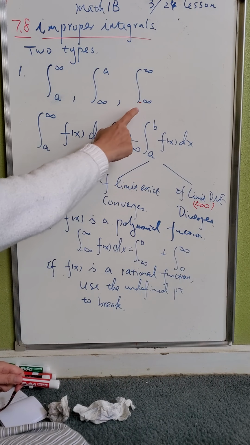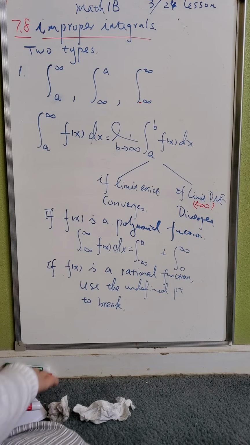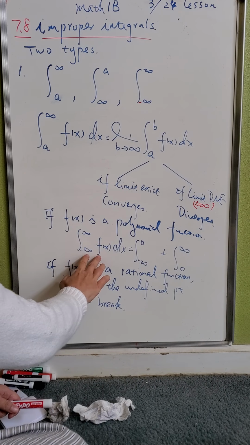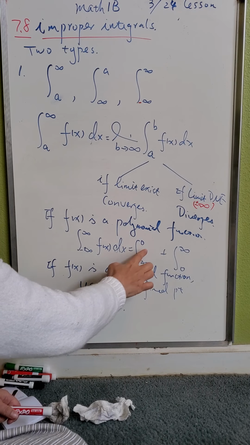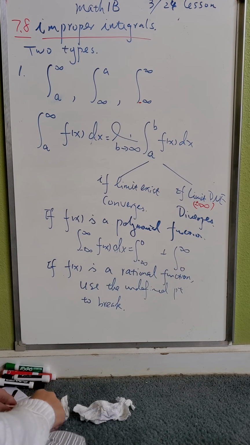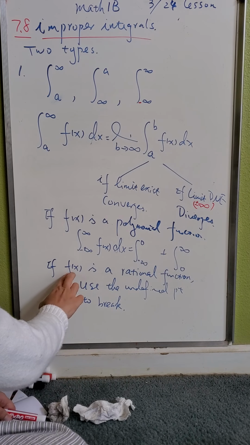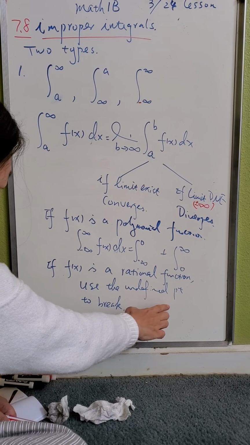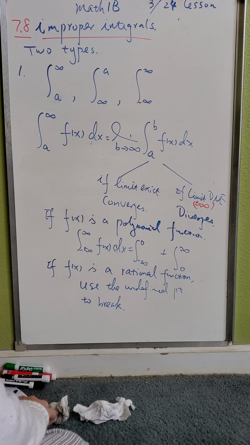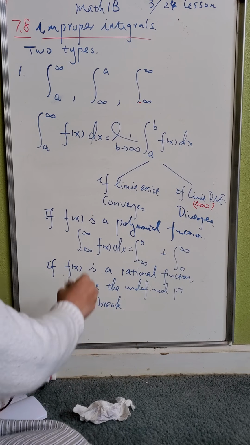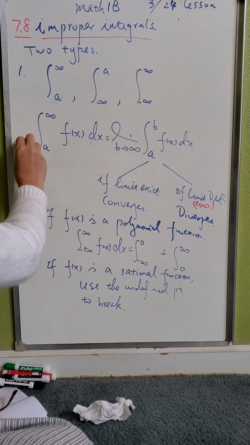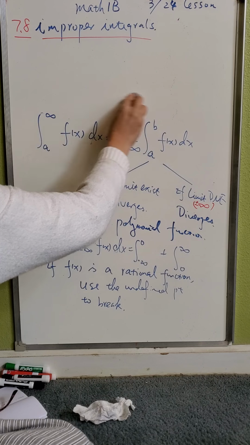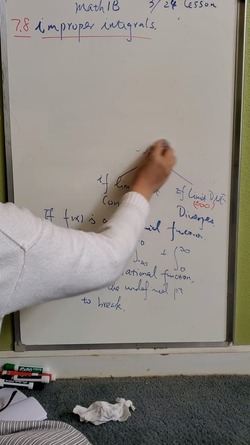Now, for this type, if the function f of x is a polynomial function, then you're going to break this integral into negative infinity to 0 plus 0 to infinity, and then use a limit approach. If this function is a rational function, meaning a fraction, then you're going to use the undefined point of the denominator to break it. Now we're going to see some examples. This video is just for the first type. In the second video I will do the second type.